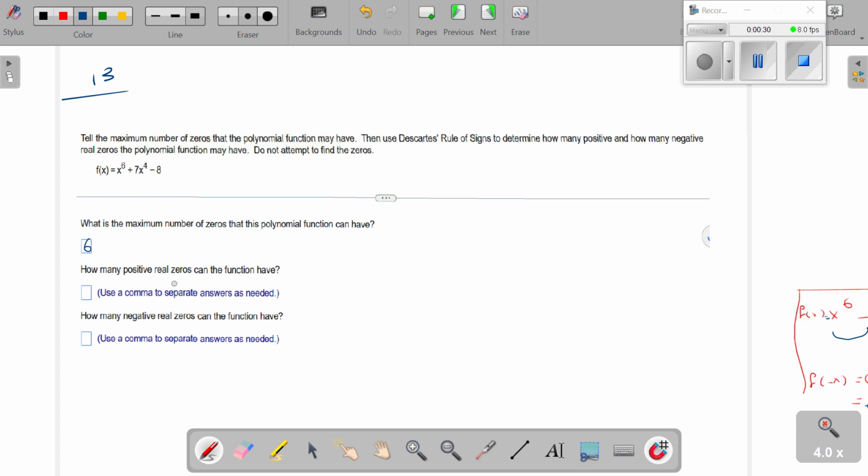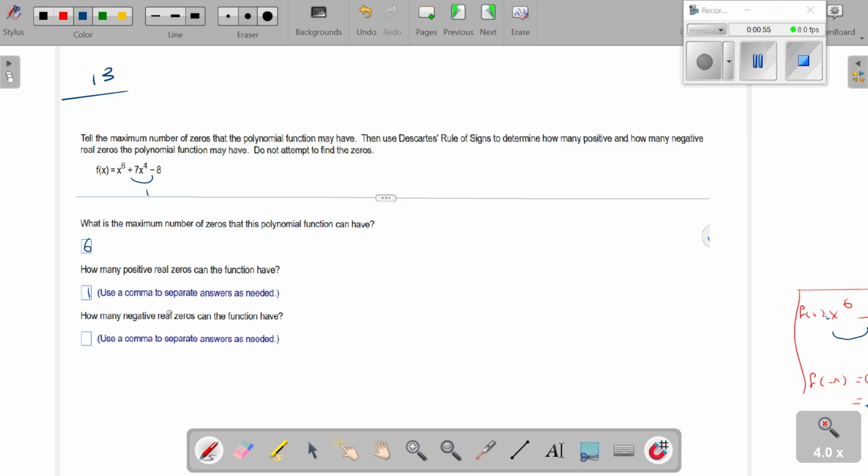Then how many positive real zeros do we have? You need to check for the sign changes in the terms of this function. The first term is positive, so we go to positive to the next term, so there's no sign change. But then from positive, we go to a negative term. So there is one sign change. So we say there is one positive real zero here.